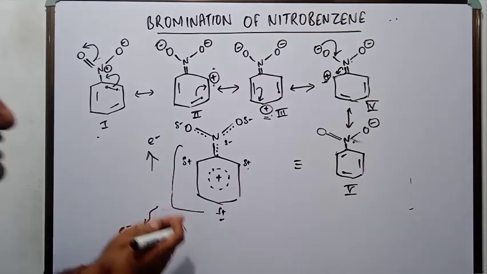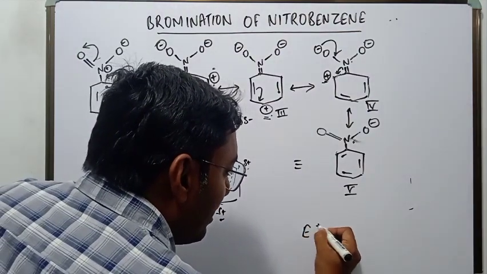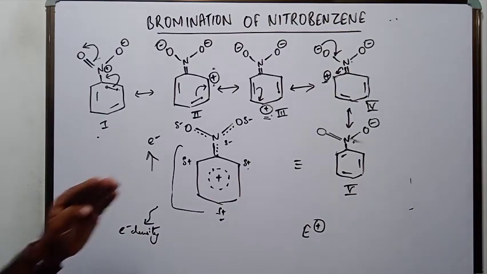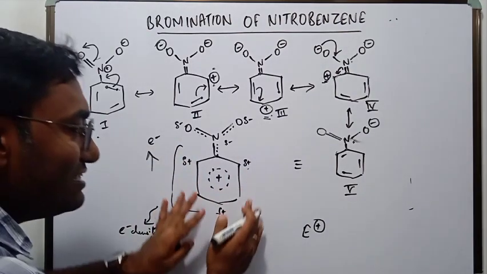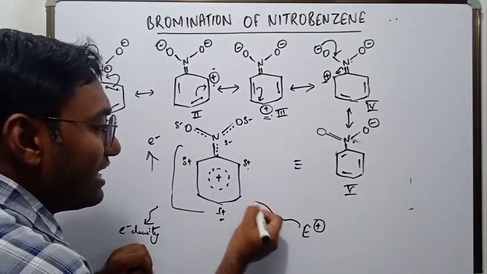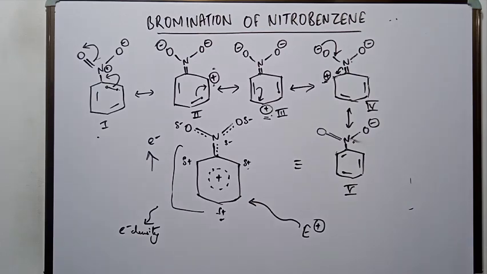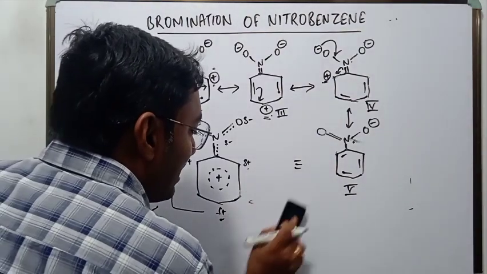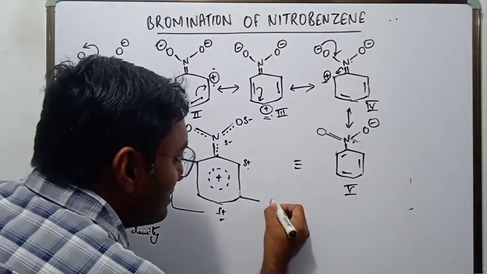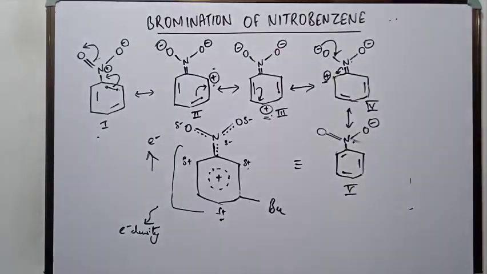Now in such a state, if I introduce an electrophile, at which positions would it attack? Yes, it would attack regions of relatively higher electron density. Which are the regions of relatively higher electron density? It will attack at the meta position, because the meta position is the only region which has a higher electron density. So the answer to the first question is that the product of the reaction formed is meta-bromonitrobenzene.